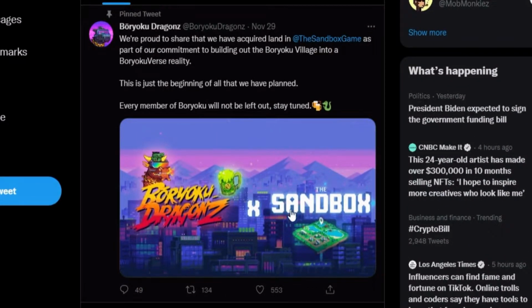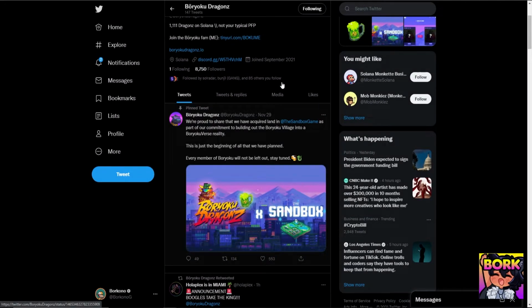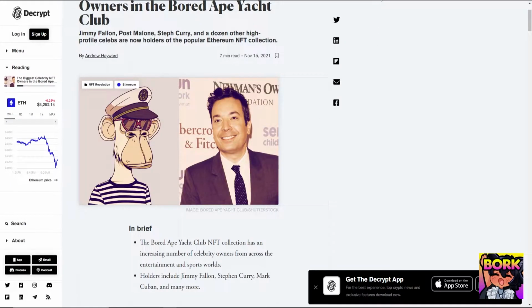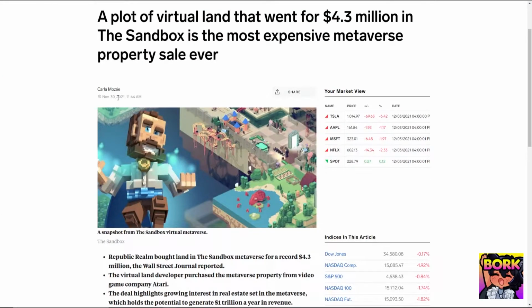They bought a piece of Sandbox. They tweeted this on November 29th. And when did that sale occur for that metaverse play that we were looking at? This was on November 30th.